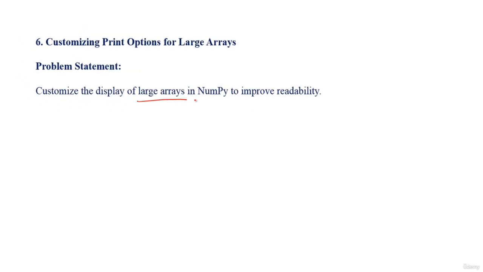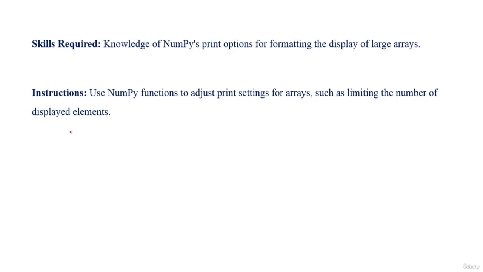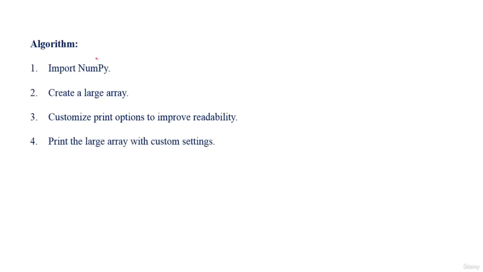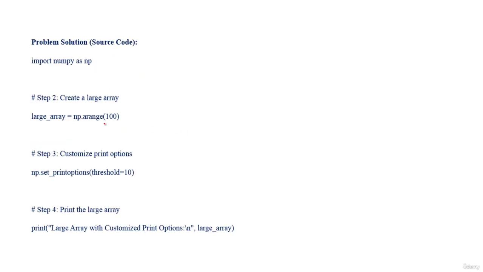The sixth problem statement is to customize the display of large arrays in NumPy to improve readability. How can I customize the display of a large array? Skills required and instructions. These are the algorithm steps I will follow. First of all, you have to import NumPy, create a large array, and customize it to improve readability. How are you going to do this? First of all, importing and creating a large array of 100 elements. You can see the threshold is 10. I mentioned its value as 10, so you can see that only some elements will be shown.